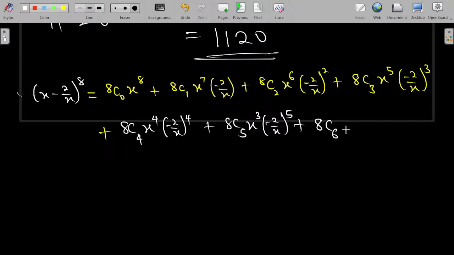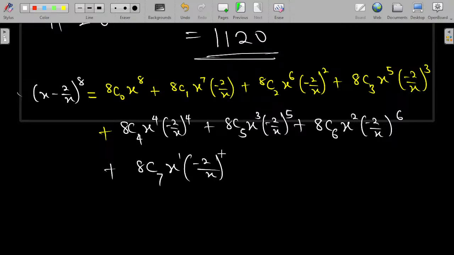8 combination 6, then x to the power of 2, then minus 2 over x to the power of 6, and then 8 combination 7, x to the power of 1, minus 2 over x to the power of 7, and finally 8 combination 8, x to the power of 0 will disappear. Then you just have minus 2 over x to the power of 8.